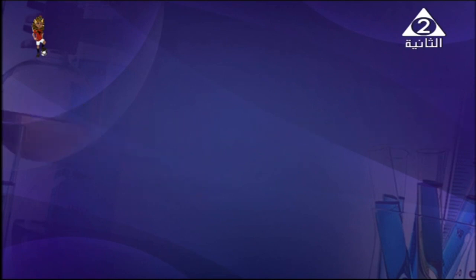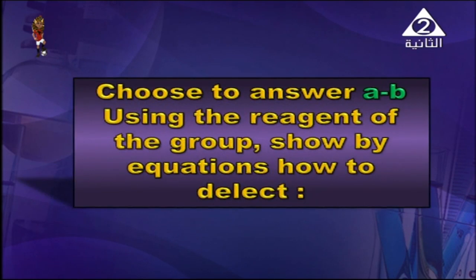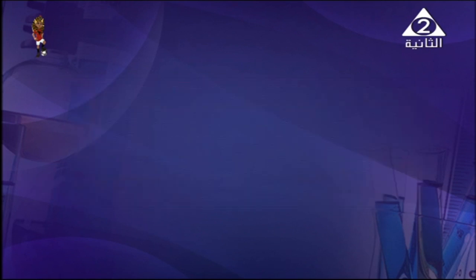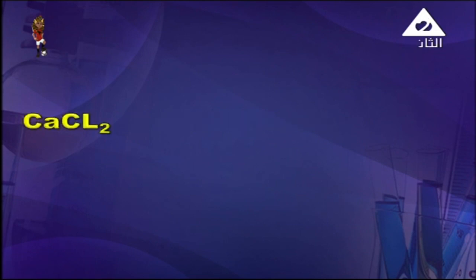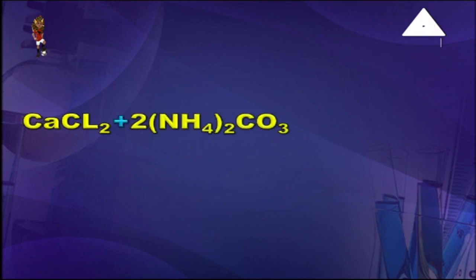What about when I get this question, choose A or B? Yes, using the reagent of the group, show by equation how to detect. The other question is for detection, yes, we know. You remember when I say calcium ion, oh yeah, we know it. Calcium ion, CaCl2, this means the salt of the calcium, calcium chloride. What do you add? You add ammonium carbonate. Good. Do you think what happened? Double substitution. It's very easy.